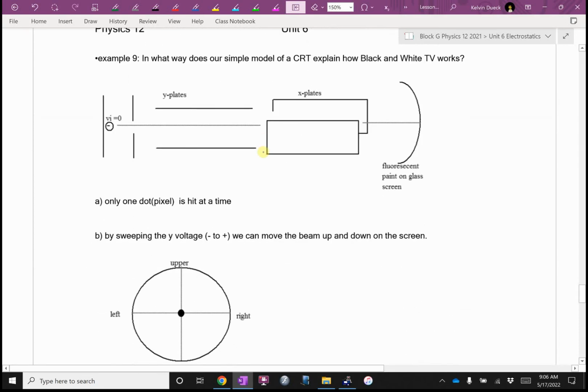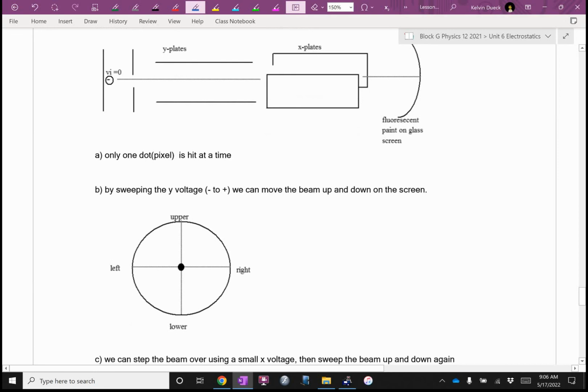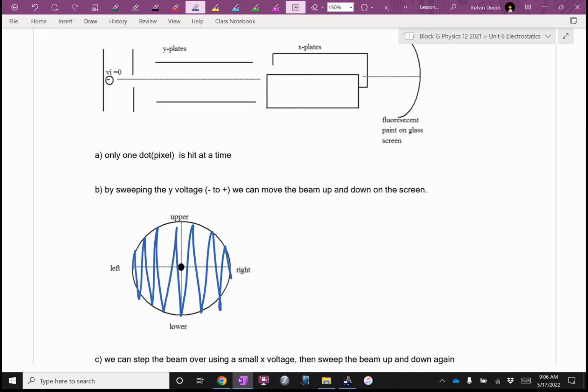So example 9. How does our simple model of a cathode ray tube, a CRT, explain how a black and white TV works? Only one dot or pixel is hit at a time. Typically, the way old school black and white televisions worked is we swept the Y voltage from negative to positive. The beam would go like this, far quicker than your eye could see, painting up and down, and each time you would step the horizontal voltage deflection up by one again. That way you could slowly move the beam across the screen while painting an image.